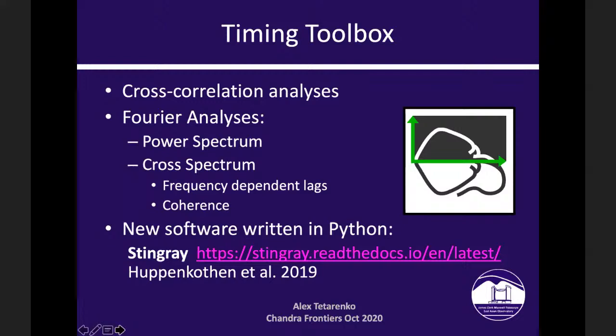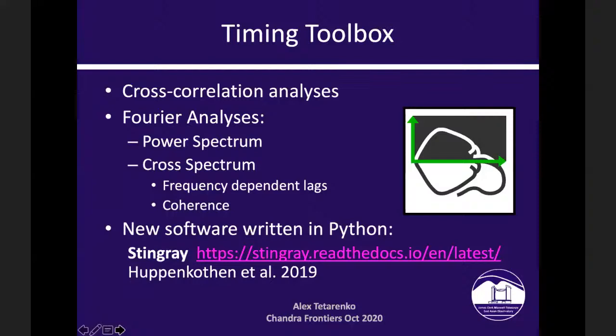But moving beyond cross-correlation analysis, we can go into the Fourier domain. These analyses are a lot more powerful because they add another dimension to a simple cross-correlation, because we can measure lags, correlation behavior and variability amplitudes split up over many different timescales of variability. And this really gives us much more information about what's going on.